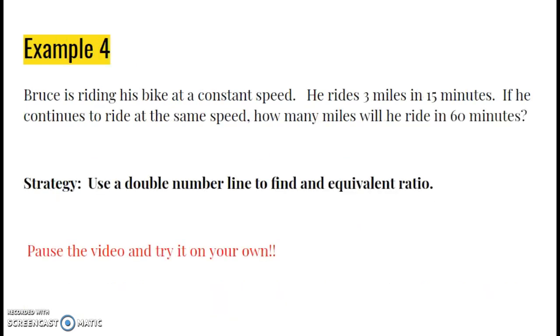In example 4, I want you to use the double number line to find an equivalent ratio. So you're going to read the problem, and this time it's Bruce. Bruce is riding his bike at a constant speed. He rides 3 miles in 15 minutes. If he continues to ride at the same speed, how many miles will he ride in 60 minutes? So go ahead and draw a double number line. You should have distance and time representing your miles and minutes. Pause the video, try it on your own.